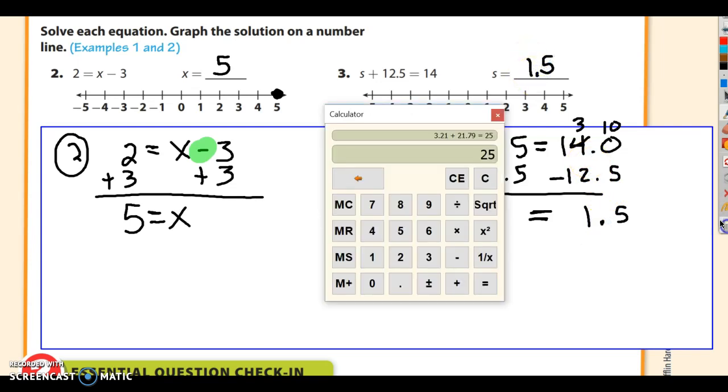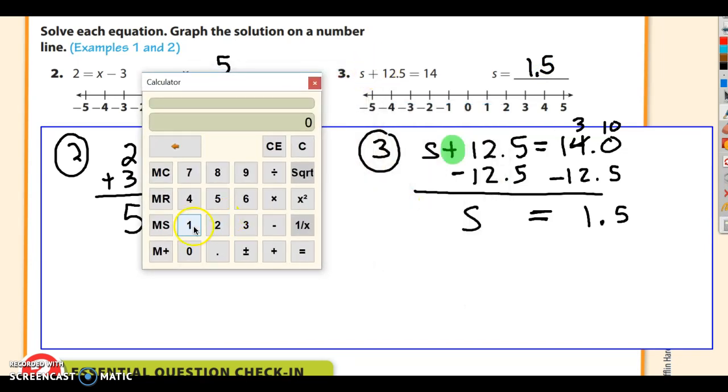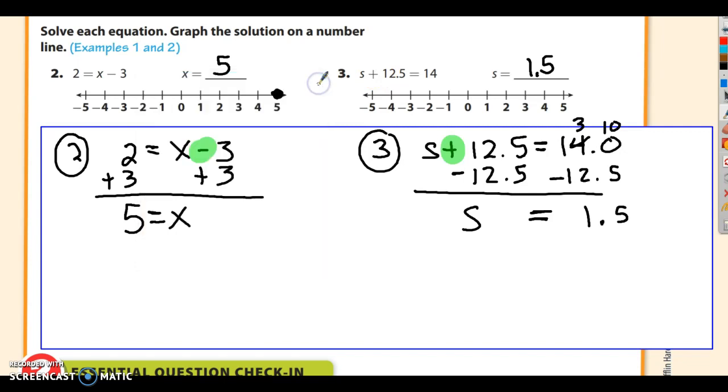And if that doesn't make perfect sense to you, you could just check your answer. This equation right here says s, which we think is 1.5, plus 12.5 must be equal to 14. It is, so I just proved it. And where does 1.5 go? It goes exactly between the 1 and the 2, so right smack in the middle there. Cool. Let's move on.